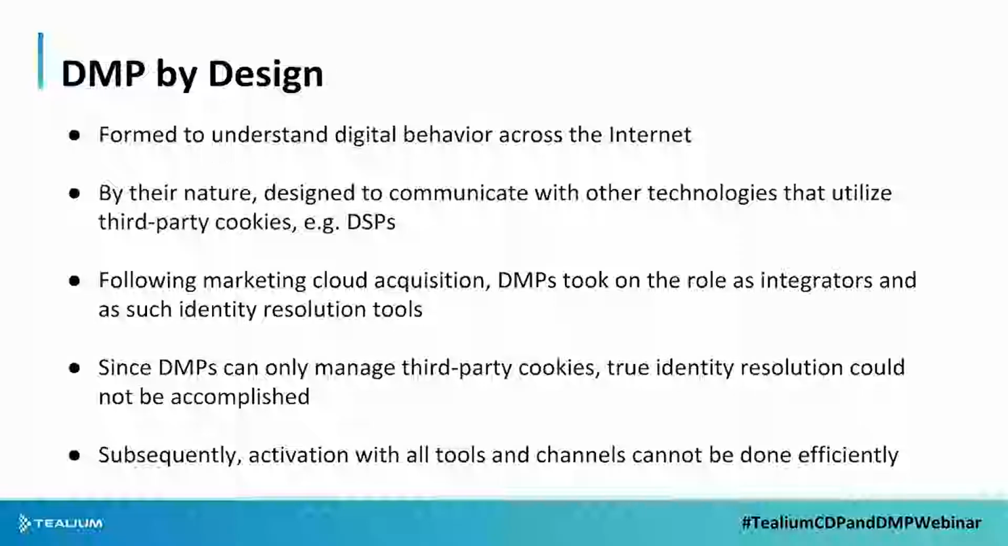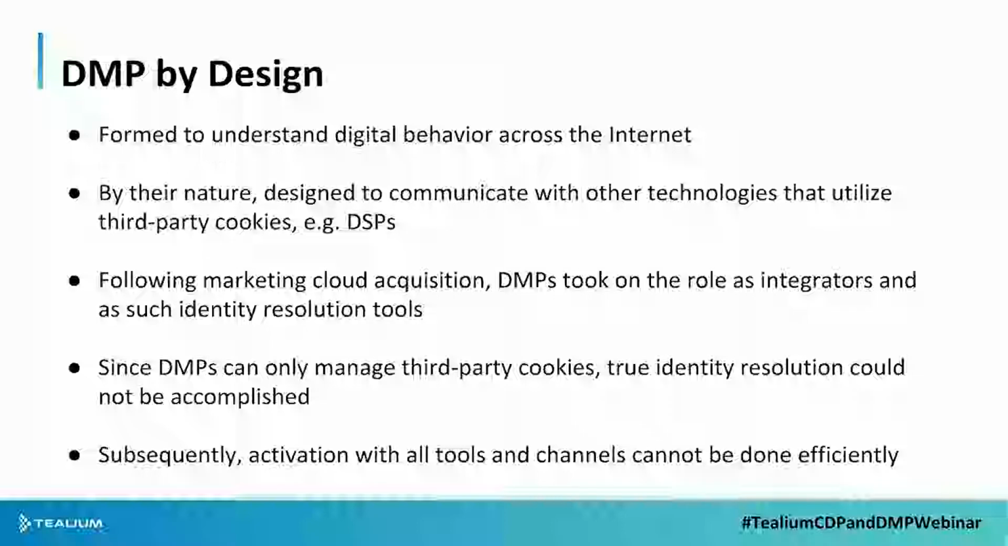So let's level set on what a DMP was designed to do and really does very well. The first thing is understanding digital behavior across the internet. So this is everywhere that the DMP has a lens into, every digital property that has a DMP tag on it. They want to be able to understand someone's behavior from one domain to the next domain to the next domain, and essentially aggregate all of that behavior into a centralized taxonomy that a customer can use to build segments, model, and eventually activate against.